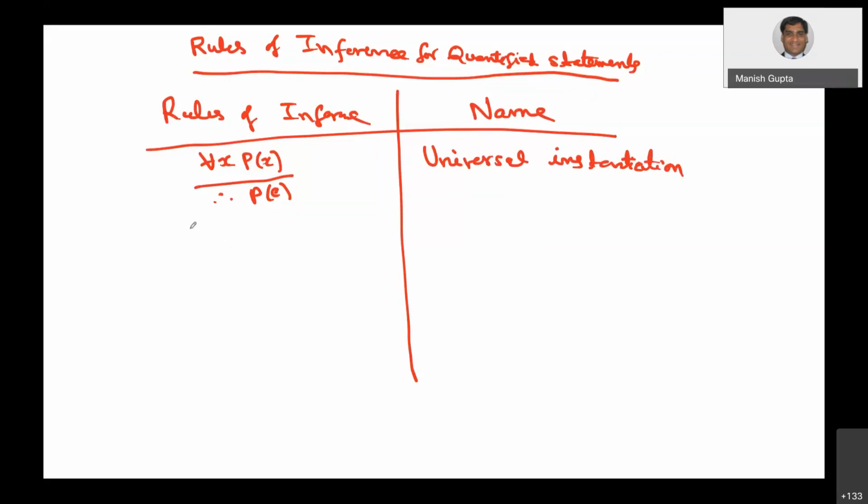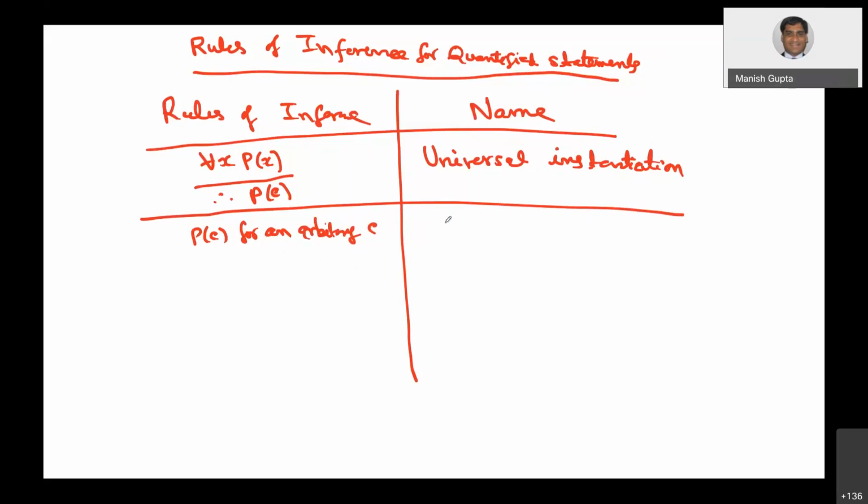Okay, second rule. P(c) is true for an arbitrary c, therefore it is true for every x, P(x), right? If something is true for an arbitrary c, it will be true for all x. So this is known as universal generalization.